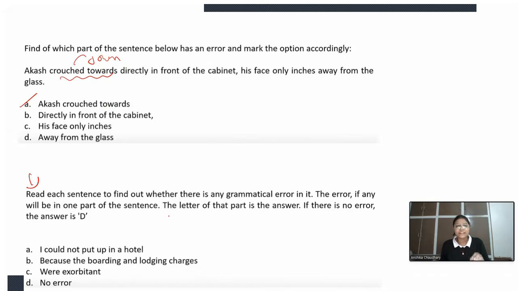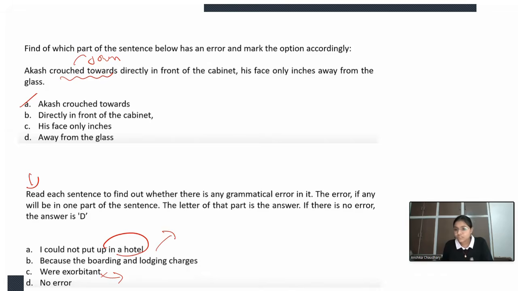Moving next, here a particular sentence is divided into multiple parts, and we have to tell in which part the error lies, right? So, I could not put up in a hotel because the boarding and lodging charges were exorbitant. If you don't know the meaning of exorbitant, it is expensive, like costly, right? So I could not put up in a hotel. Pause the video and guess the answer. I hope you are guessing right, that yes, the error lies in this part, in a hotel, right?